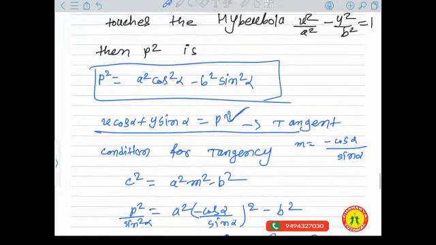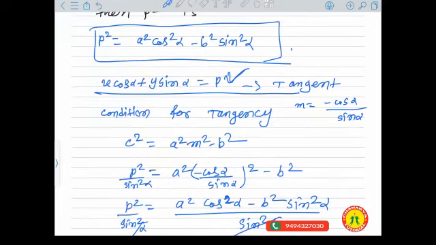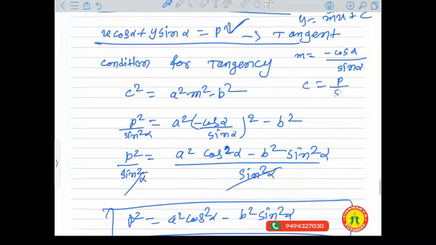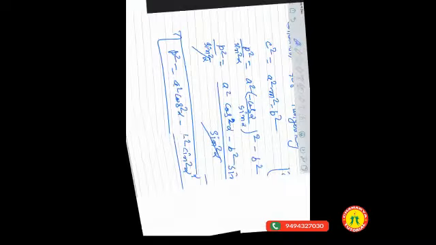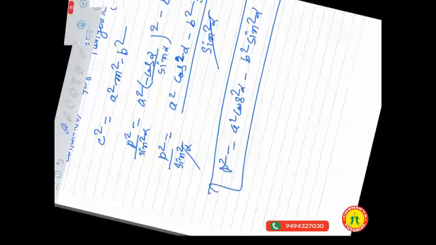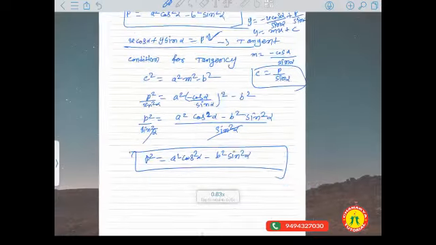We can write y is equal to minus x cos alpha by sin alpha plus p by sin alpha. If you compare with y equal to mx plus c, we get m is equal to minus cos alpha by sin alpha and c is equal to p by sin alpha. So apply c square equal to a square m square minus b square. Clear? I had you do the same question with the ellipse.